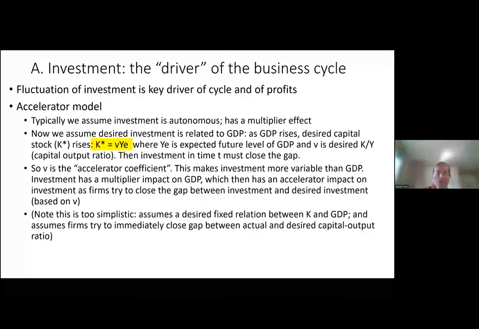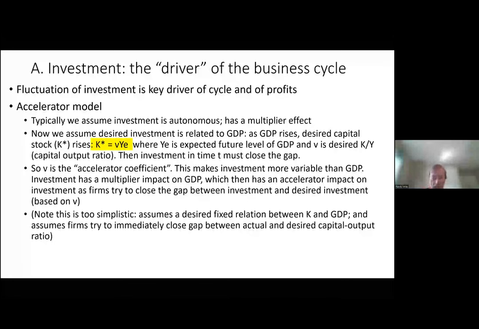But now we're going to assume that desired investment is related to GDP. So as GDP rises, it's not autonomous now, we're making it a function of income. Your desired capital stock, K star, rises, and we're going to keep it simple so that your desired capital stock is equal to V times expected future GDP, where V is your desired capital income ratio. We're assuming firms have a desired capital ratio relative to income, and they're going to try to keep that ratio constant through time. It's a simplifying assumption that makes it possible to solve the model, okay?